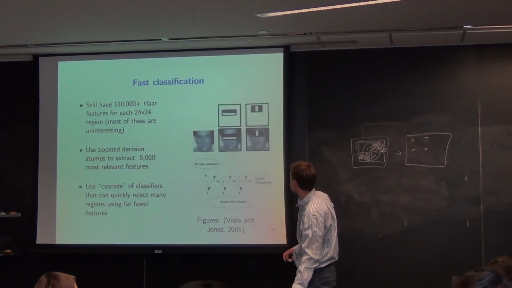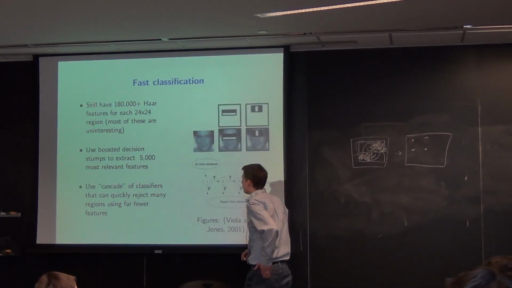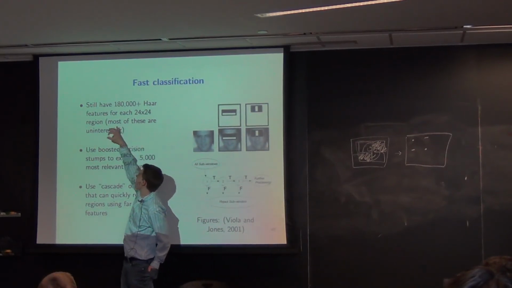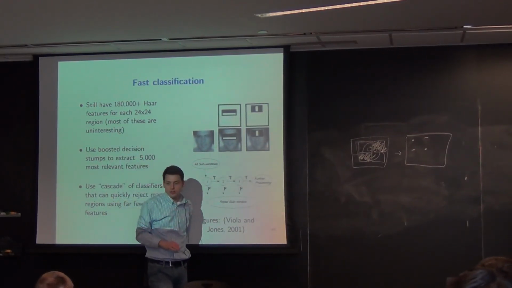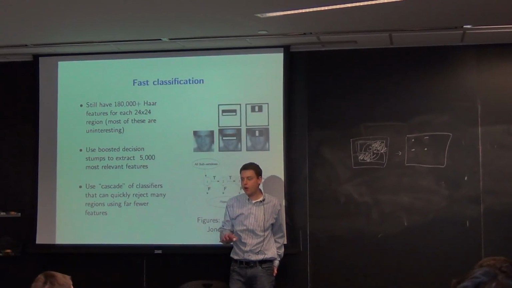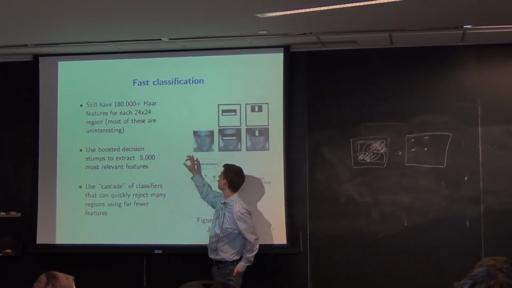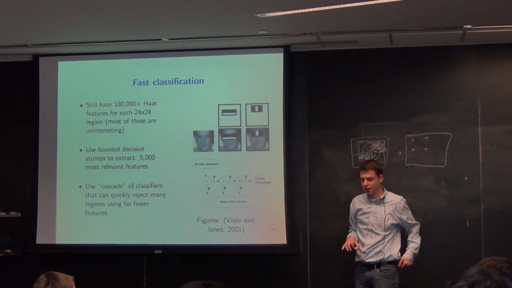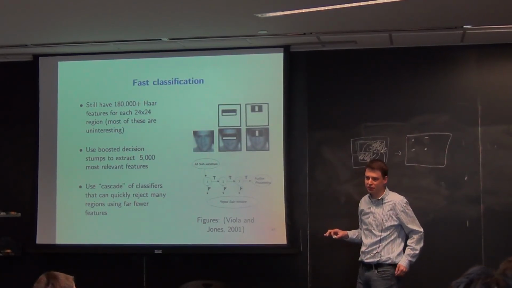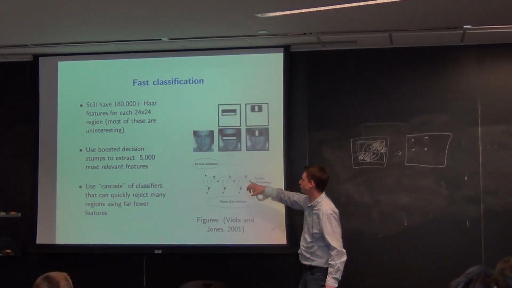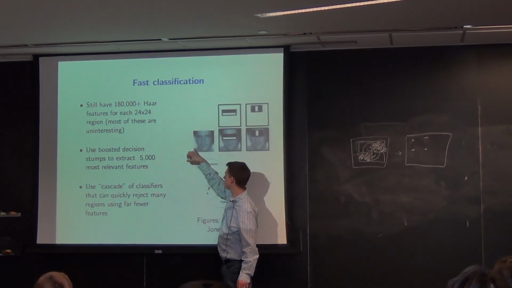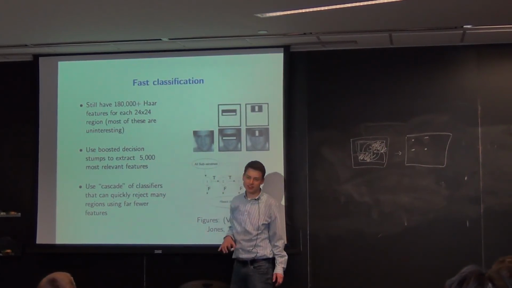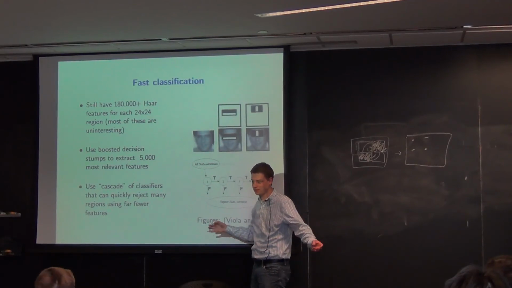The other trick is, well, it's great that we can find them fast, but there's still about 180,000 different Haar features you can form on a 24 by 24 image. And they are not all relevant. Most of them are complete garbage, right? It doesn't really matter if there's a rectangular sum in this little corner here, probably not very important.